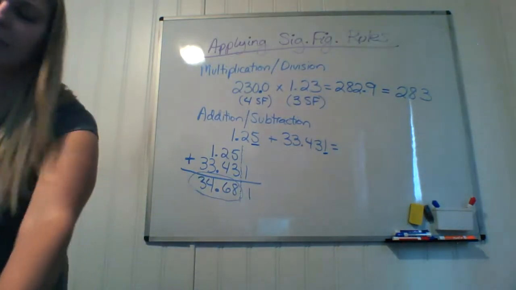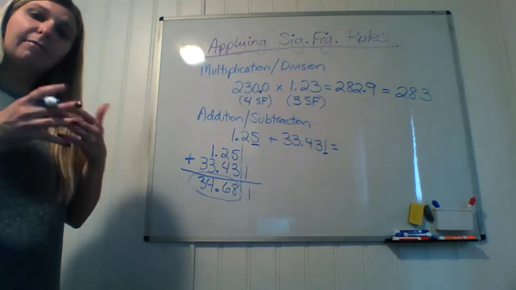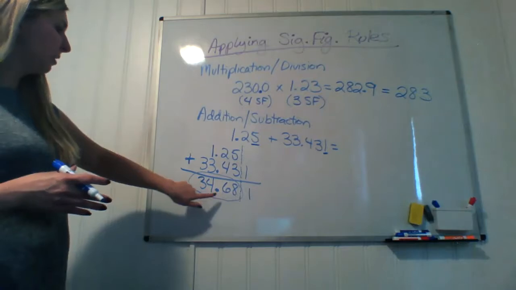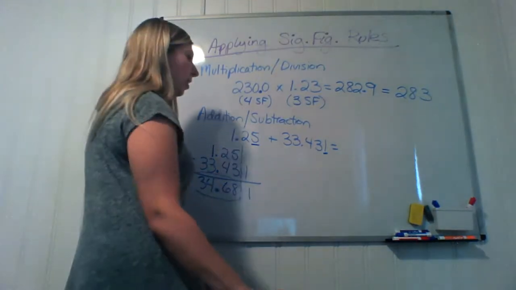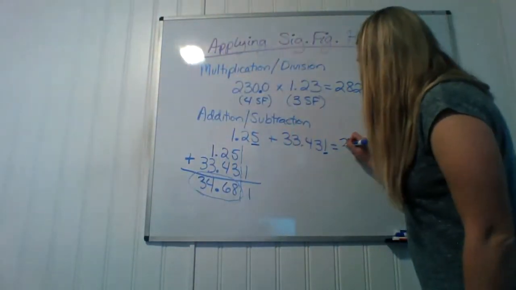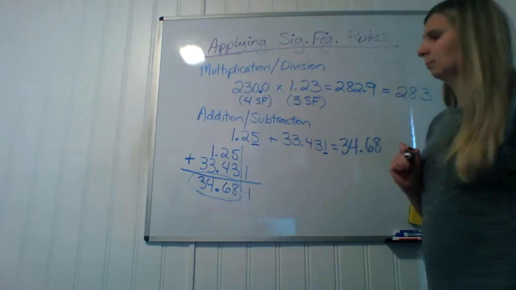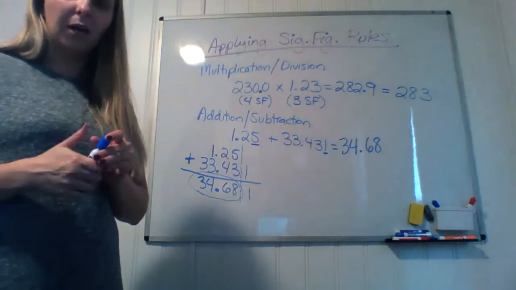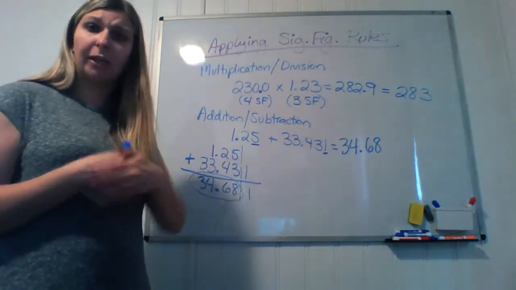Remember, rounding is if it's 5 or above, it rounds up. Below 5 stays the same. So because this is 1, it keeps the value as 0.68. So your final answer here with the correct significant figures applied would be 34.68.